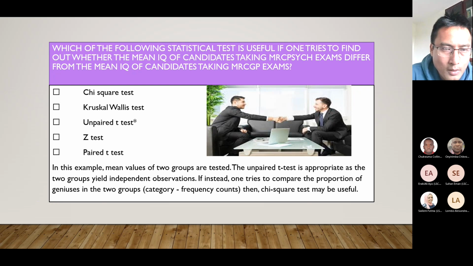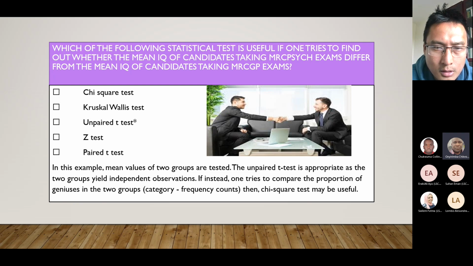Okay, let us do this MCQ. Which of the following tests is useful if one tries to find out whether the mean IQ of a candidate taking the MSI exam differs from the mean IQ of a candidate taking the GP exam? Is this paired or unpaired? There are two different groups. They are unpaired. So it should be an unpaired t-test.